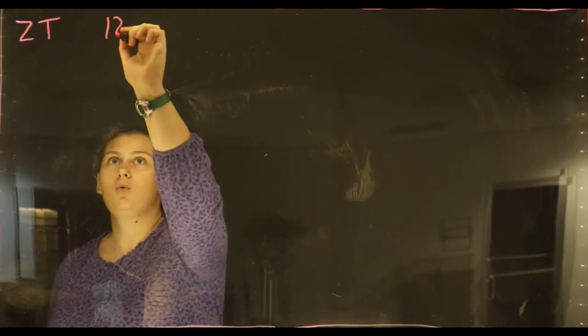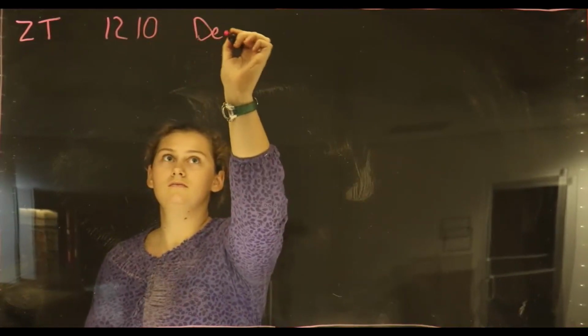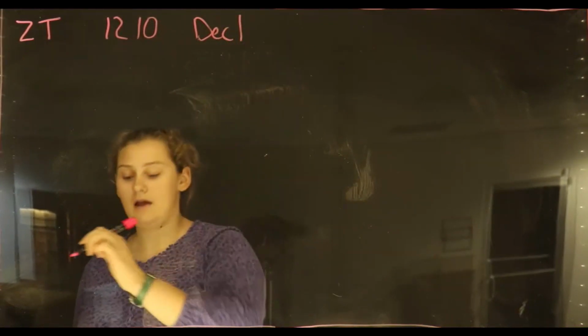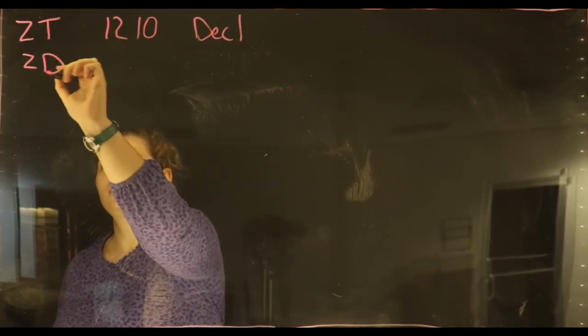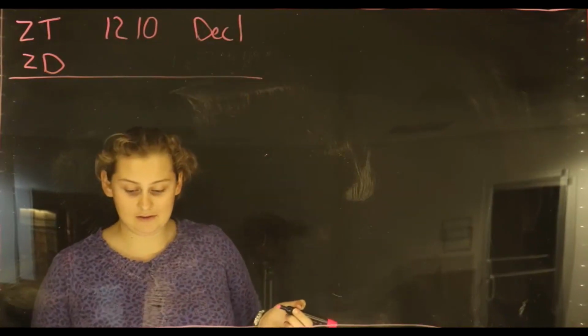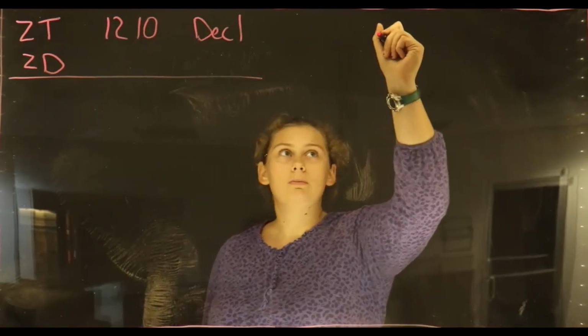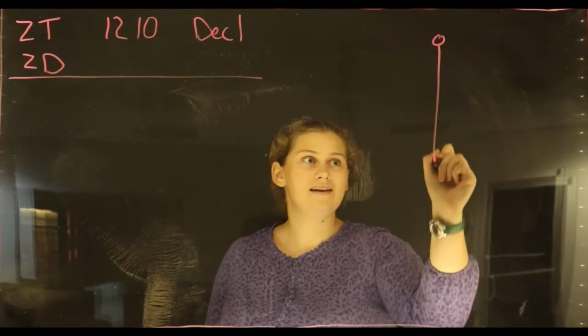So I like to set this up like a chart. We'll start up here with our zone time when we are in Seattle. So it says we are leaving at 12:10 on December 1st. And then we are going to apply our zone description, and this value is the +8. But how do we know to apply it as +8 or -8?